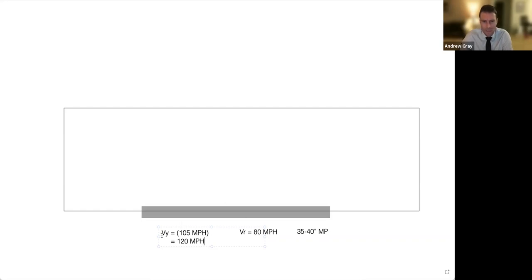Now, one thing that's going to happen usually between when you rotate and you reach that 120 miles per hour, that's when you will select gear up. Put that here. And we retract the gear when there's no more sufficient runway remaining for landing.